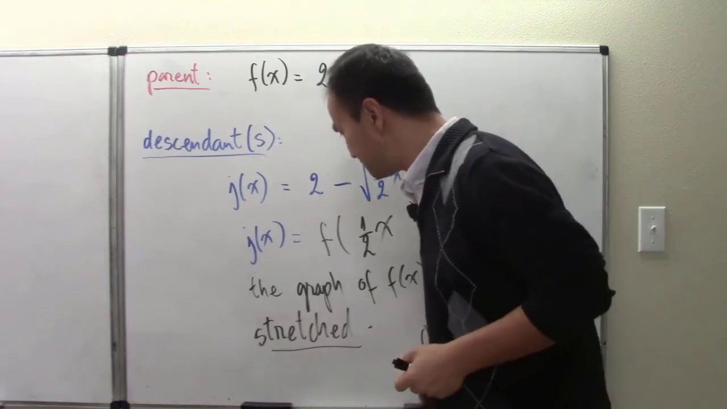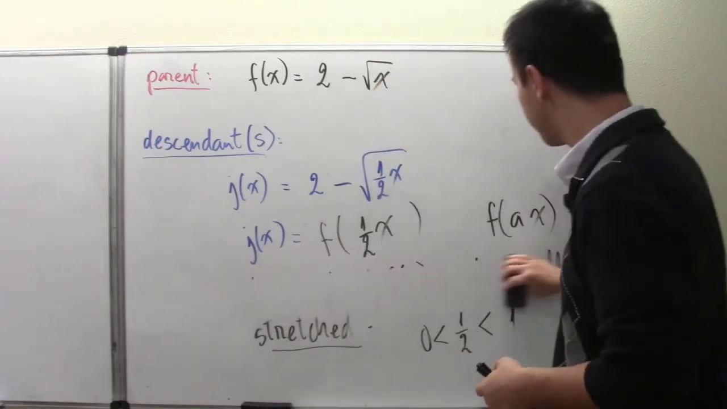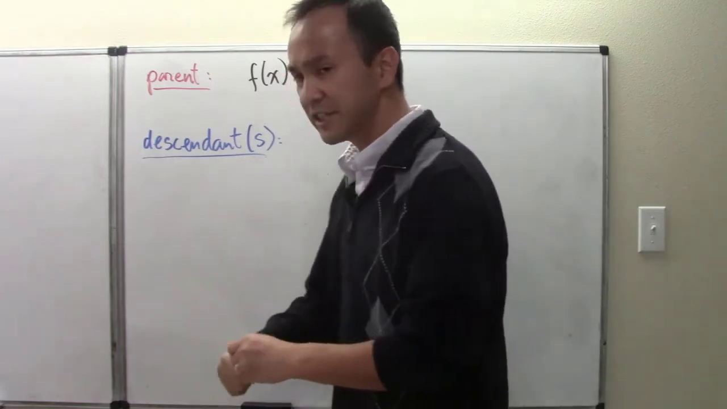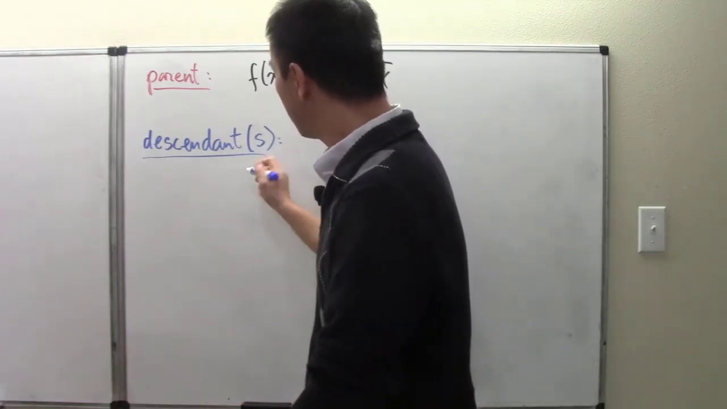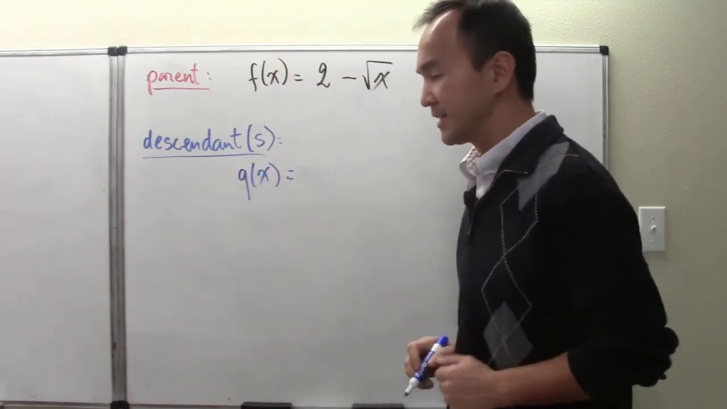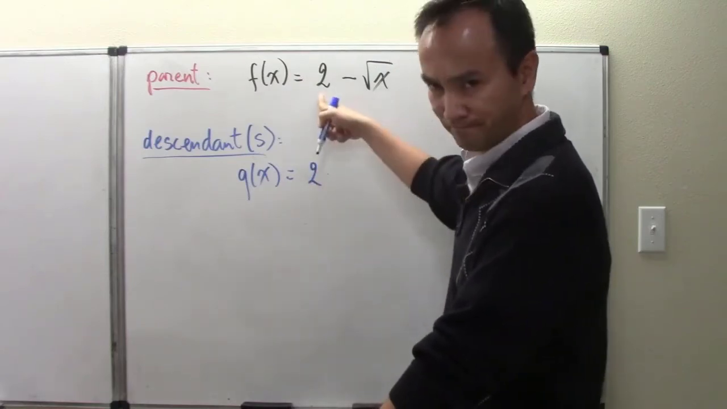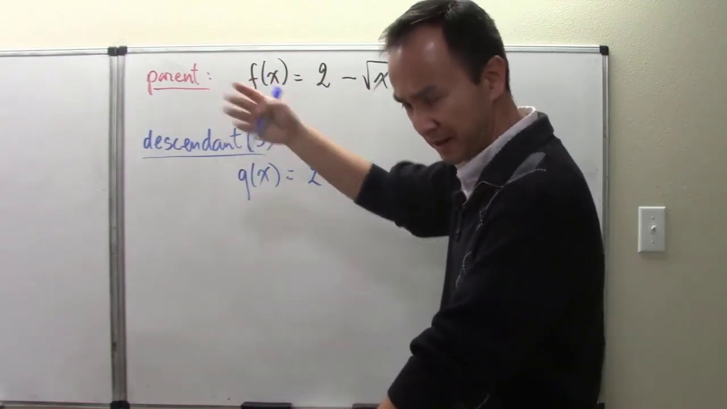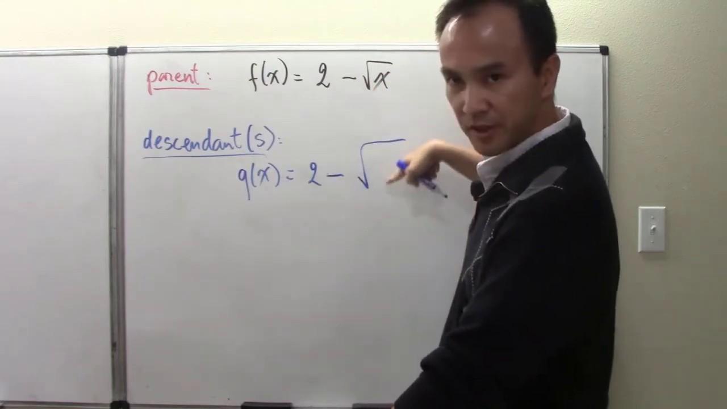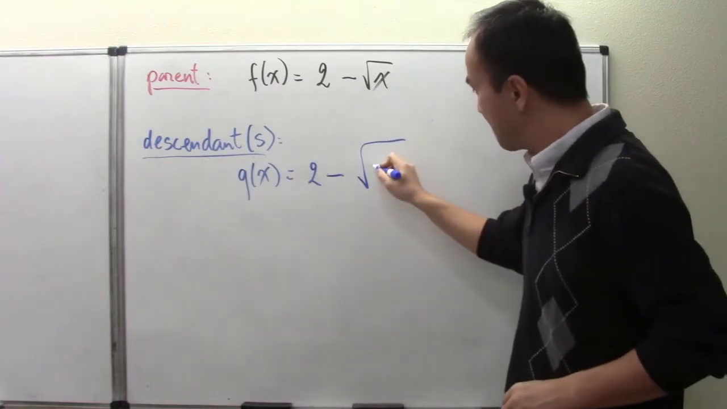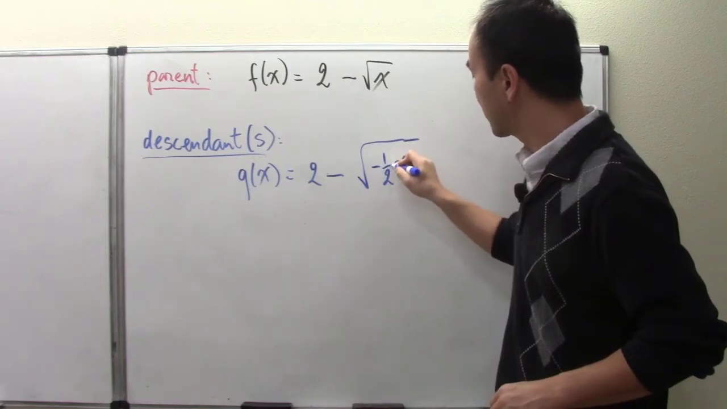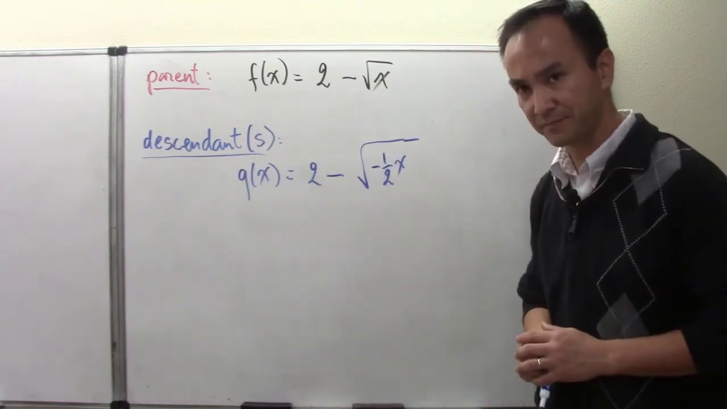Okay, so now let's look at another descendant. How about I'll call that q of x. Let's define q of x as 2, that same rule from the parent, minus the square root, that same rule again, but now inside of the square root, how about minus 1/2 x right here.